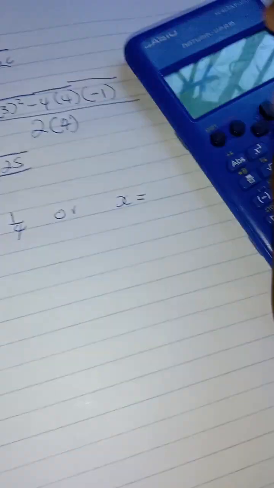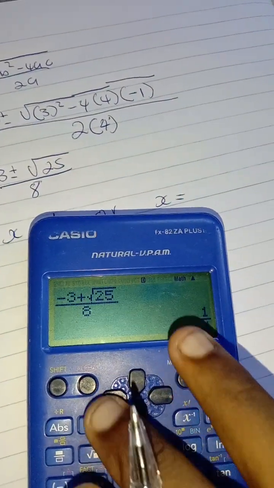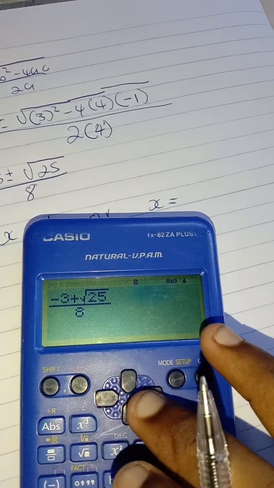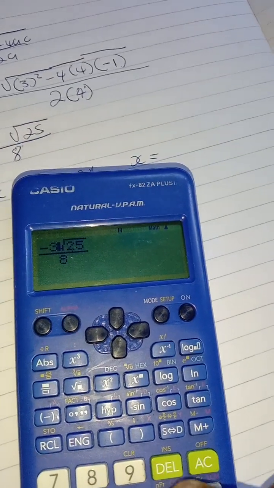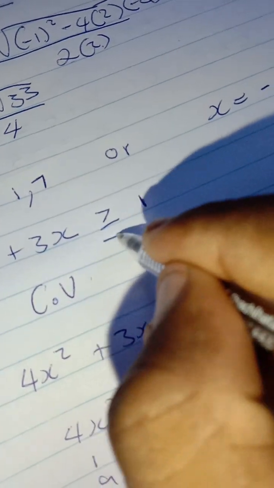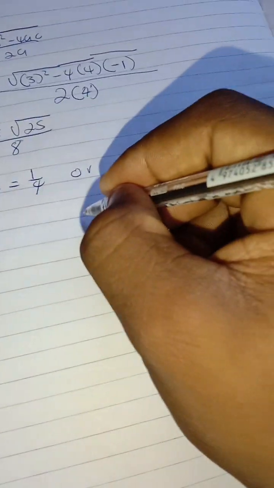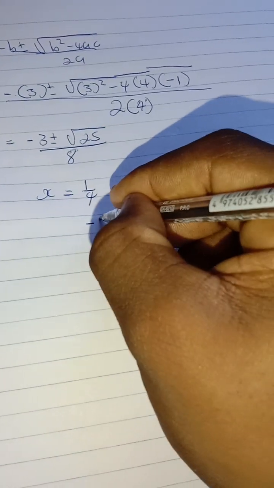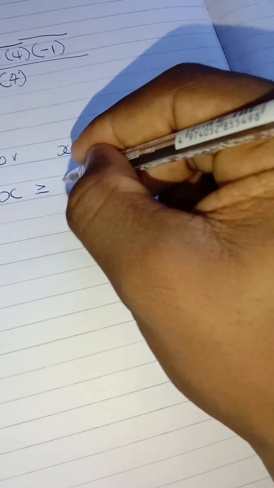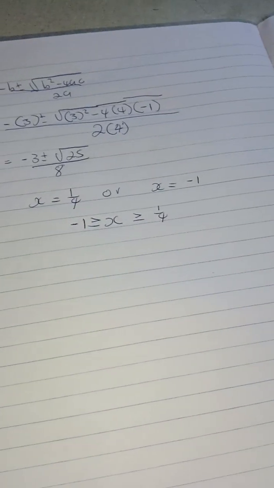and then your first x is equal to 1 over 4, and then you change the sign there. And the other x is negative 1. Because we had this sign, we are not done. You're going to do this like this, and then you're going to say x, and then you put negative 1 here and 1 over 4 here, and then you are done.